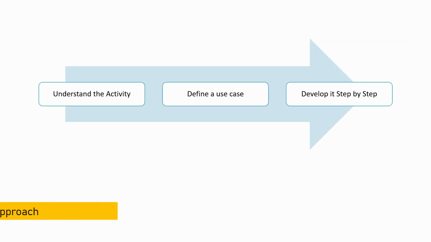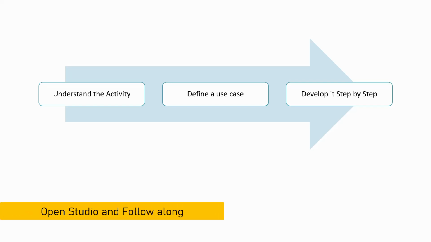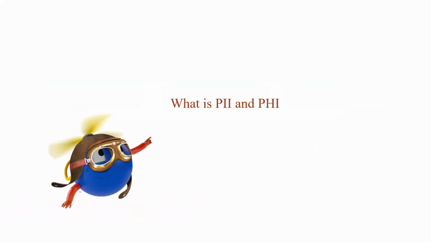This would be the approach which we are going to take in these activities. First of all, we are going to understand what exactly the activity is. That would be a theoretical part. Then we are going to define a small use case, which would be a pretty basic one. And then that use case we are going to develop in a step-by-step manner by using the GenAI activities along with RPA. I have a request to you guys: please open your UiPath Studio and follow along to get a better understanding of these activities.